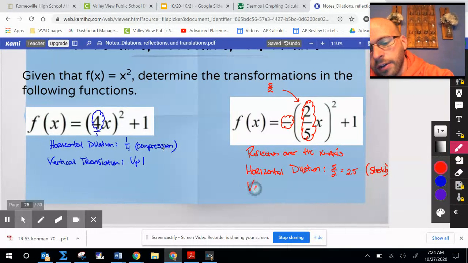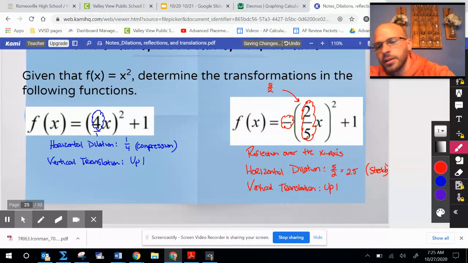And then we have a vertical translation up 1. Okay, that's the +1 at the end. So there were 3 answers to this question.